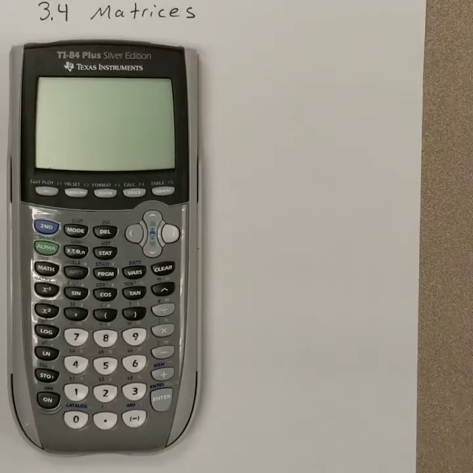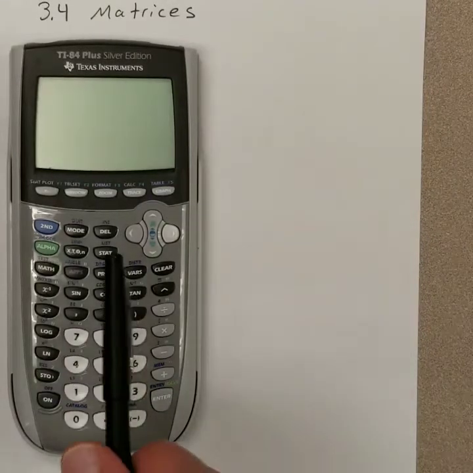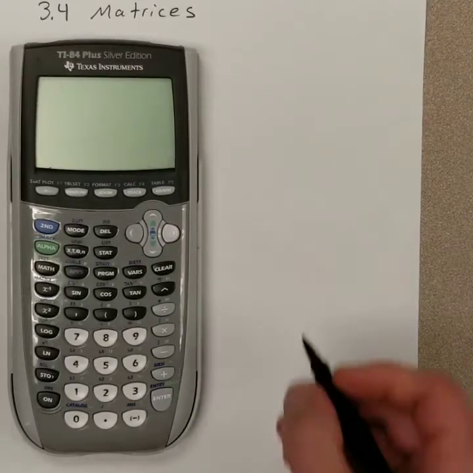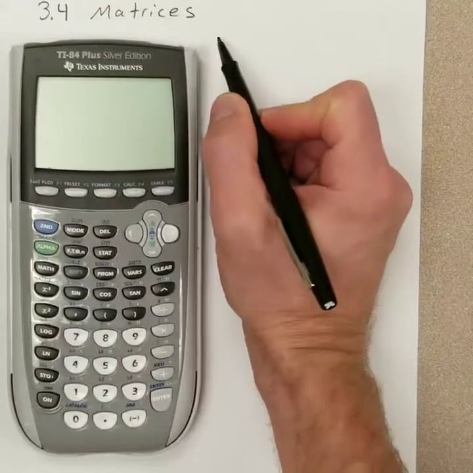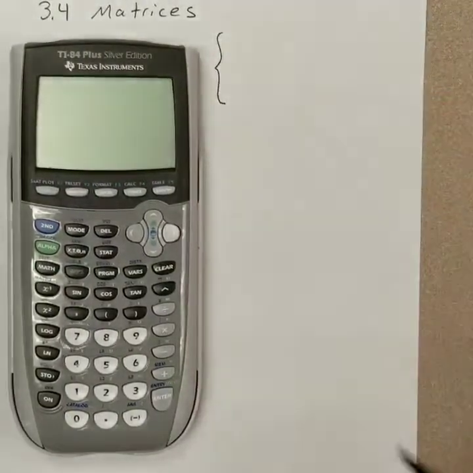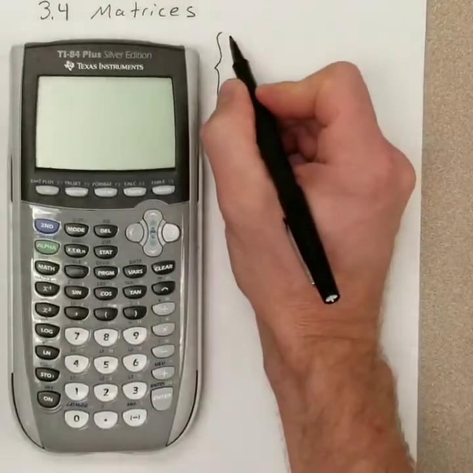So I'm going to run through an example and I'll show you the keystrokes on the calculator and the different features that it has. Hopefully you can work on the calculator and become familiar with this process. So I'm going to look at an example. It's actually one that we took a look at in Section 3.3.